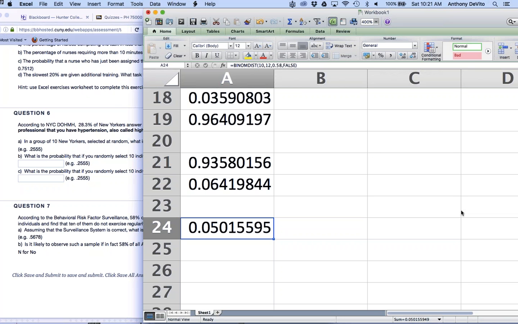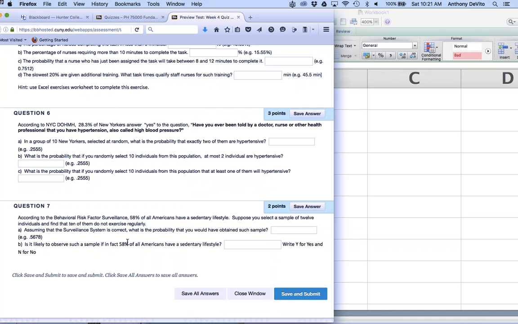No, 58% may not be. Oh, I see what they're saying here. Okay. Is it likely to observe such a sample if, in fact, 58% of the Americans have a sedentary lifestyle? Well, no, it isn't likely. I mean, look at it from another perspective. It isn't likely because we would expect 58% of the Americans to have a sedentary lifestyle. If we took 12 people, we would expect like 6 or 7 of them to have a sedentary lifestyle, not necessarily 10, right? So I guess you could argue it that way.